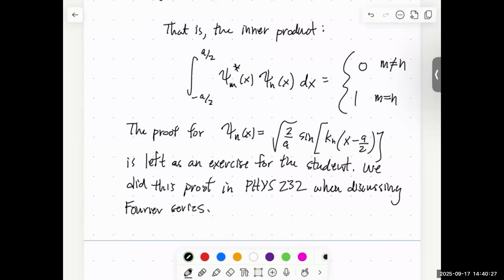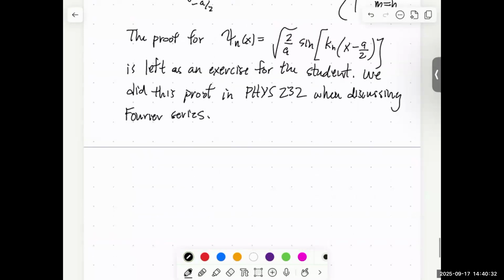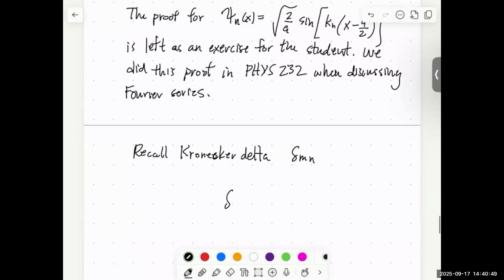So let me just introduce some notation, and you probably have seen this already. Let's recall the Kronecker delta. So delta mn was defined in the following way. It's equal to 0 when the indices m and n are not equal, and it's equal to 1 when the indices match.